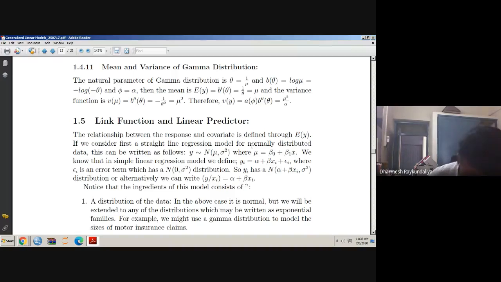So here we are not rigid that we should know the form of the distribution of the data. We only ask, do you know the variance to mean relationship? If yes, you can easily know the form of the distribution function.